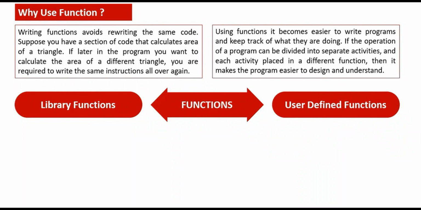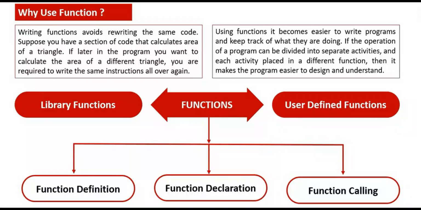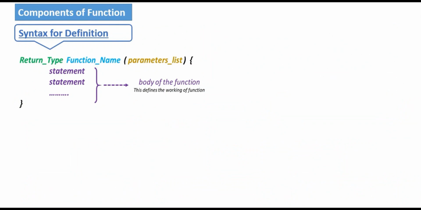So the components of functions are function definition, function declaration, and function calling. What are these three? We'll discuss them in the next slide. So here is the syntax for definition, that means how we can define a function. If you see, there is a return type, then the function name, within the parentheses the parameter list, and after that there are curly brackets and the body of the function. This defines the working of the function. Now, what are this return type, function name, and parameter list? Let's discuss them one by one.